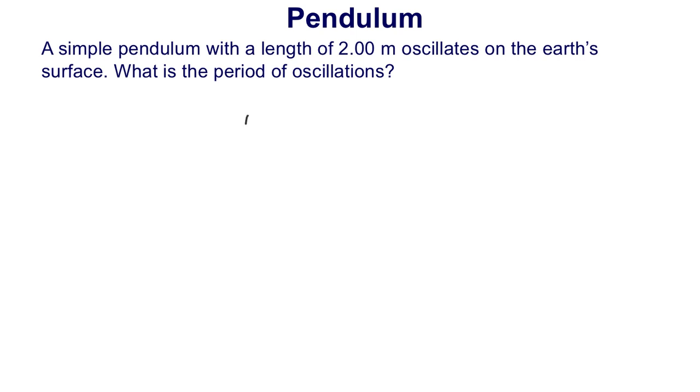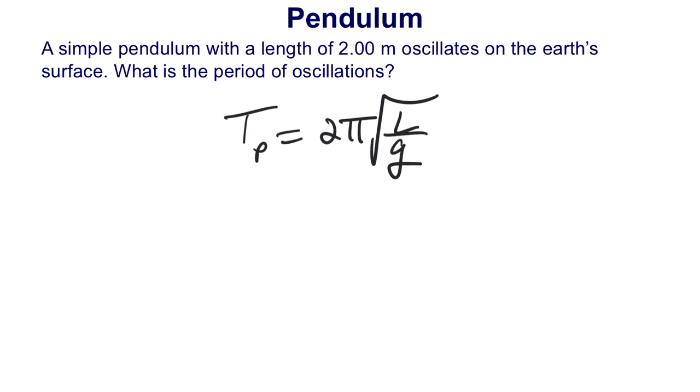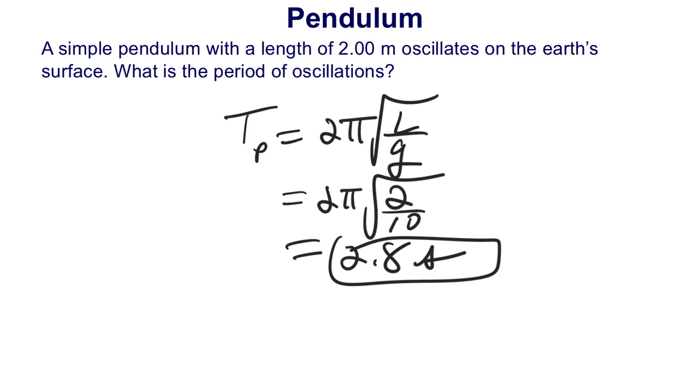So what's the period of a pendulum? 2 pi times the square root of L over G. G is the acceleration due to gravity. So that'd be 2 pi, the length has to be in meters, over 9.8. I get 2.8 seconds. That's the period.